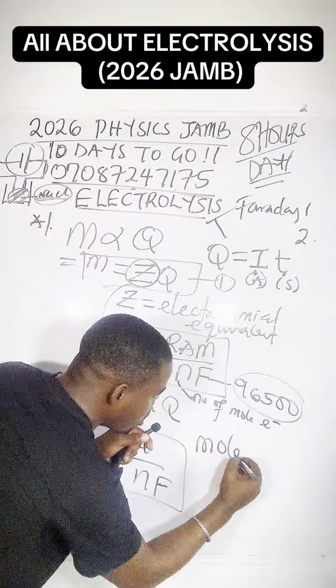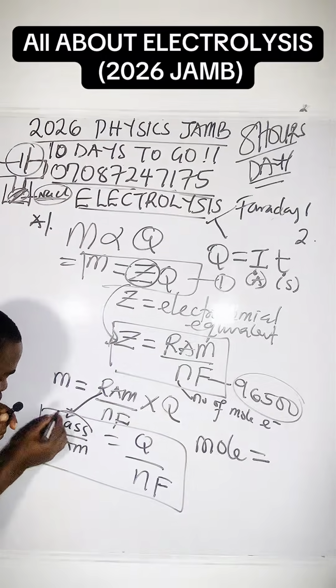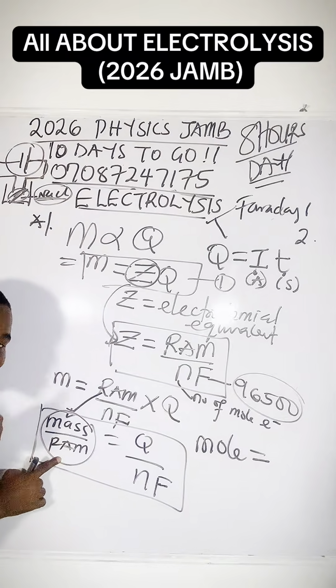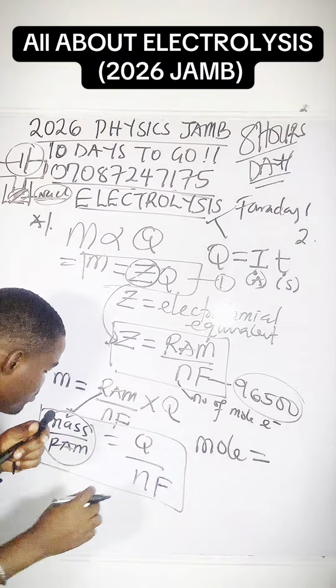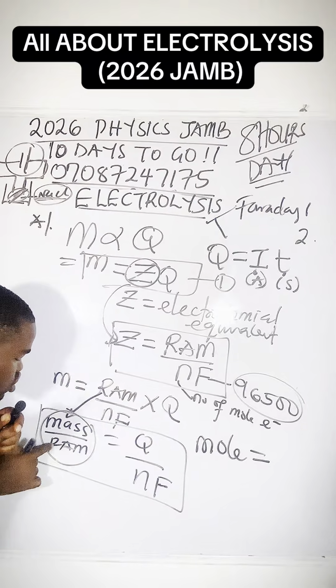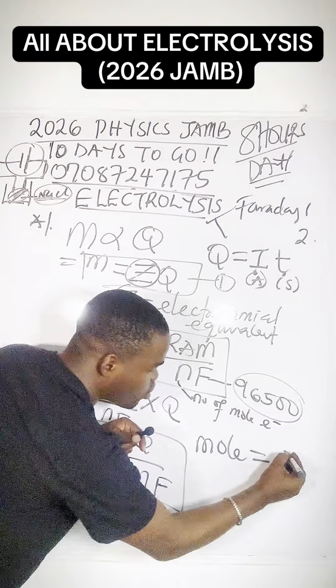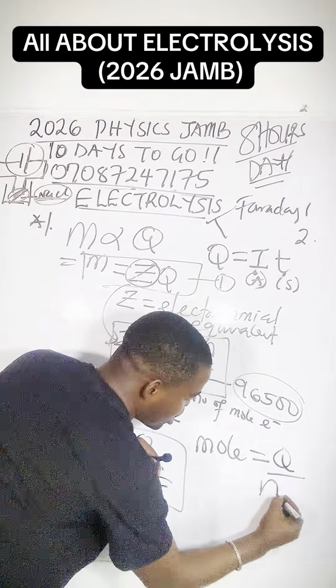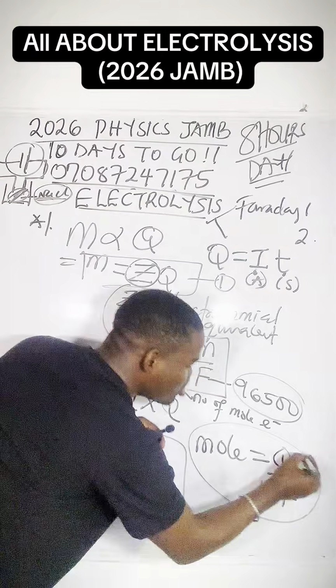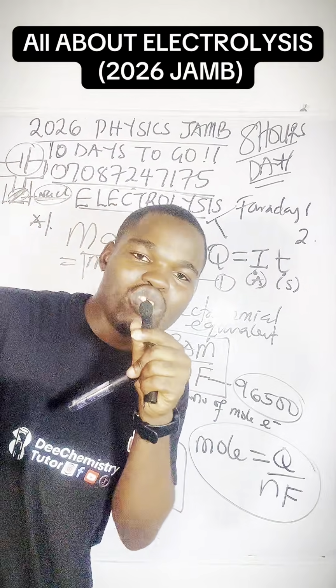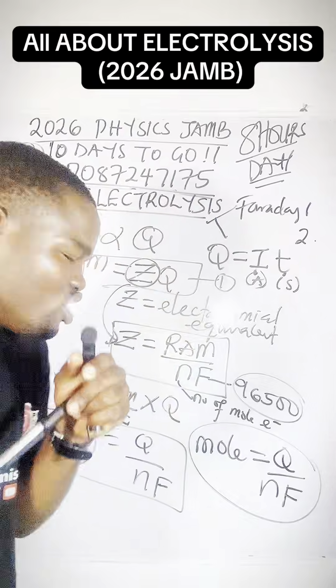Mole equals what? Mass over molar mass, or in this case, if it's an atom, just one element, it will be relative atomic mass. So mass over relative atomic mass is also mole, which is equal to what? Q over nF.